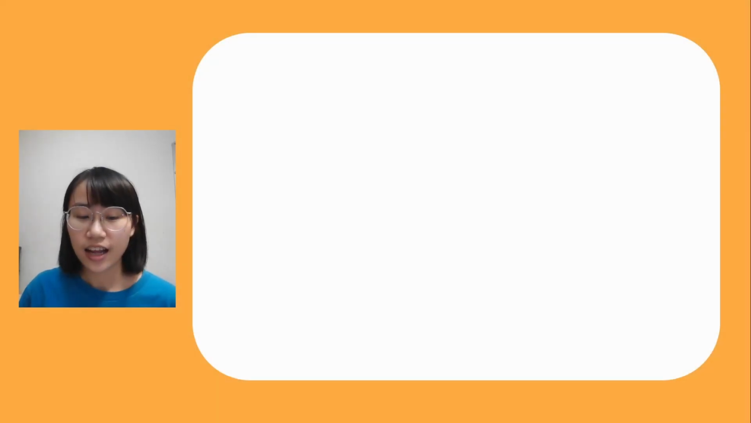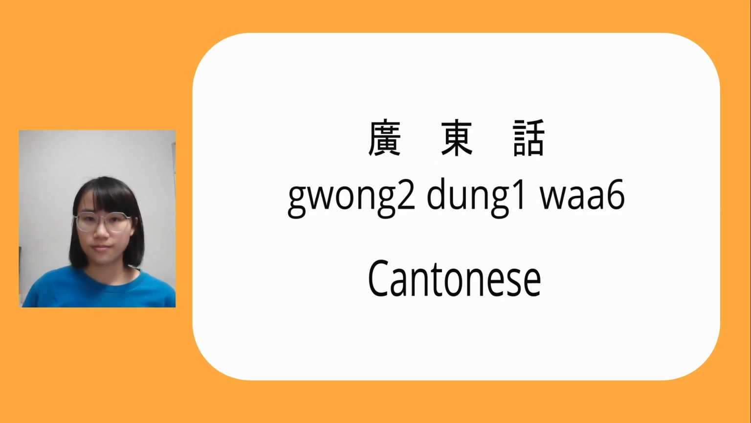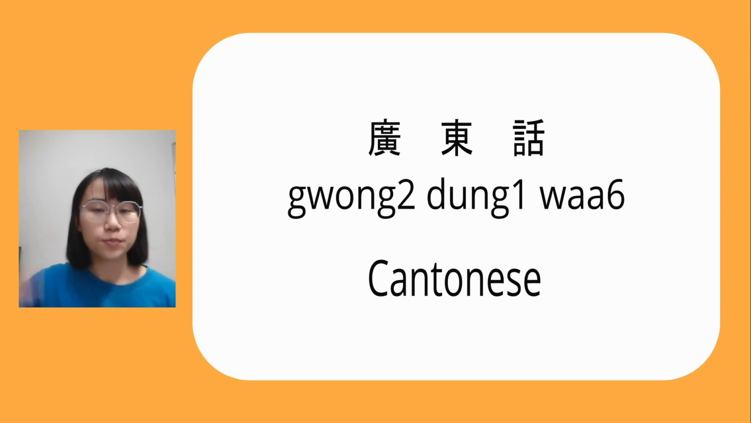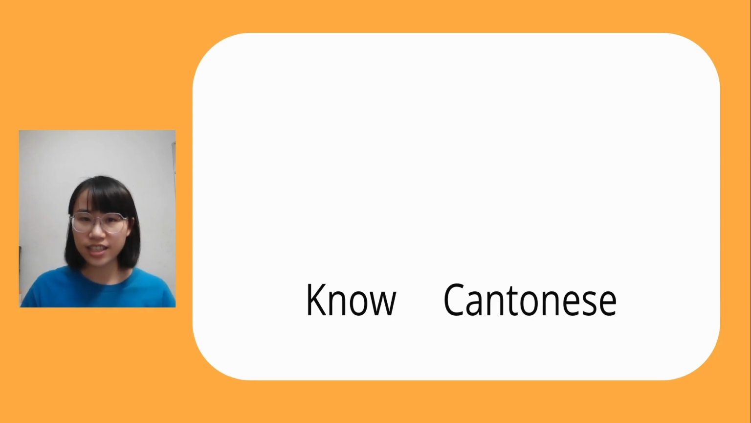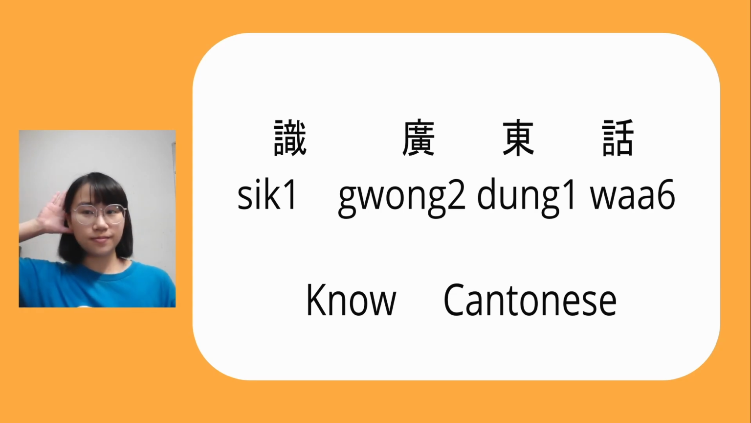Good. Then how to say Cantonese again? Right. 廣東話. Repeat after me. 廣東話. Okay, so how to say no Cantonese? 識廣東話. Repeat after me. 識廣東話.